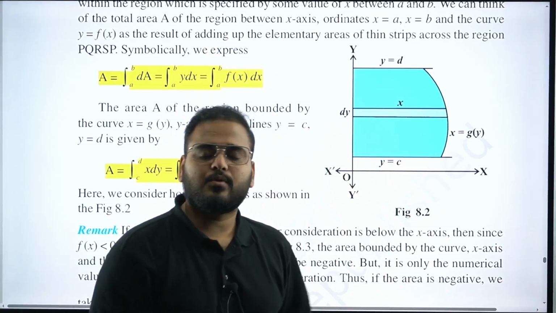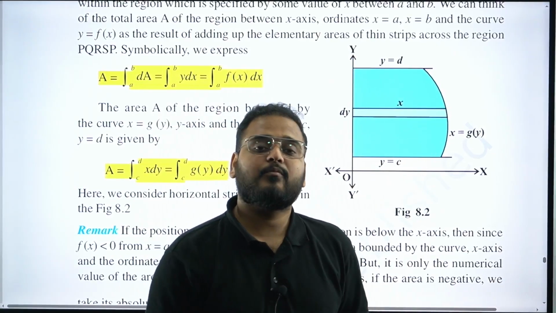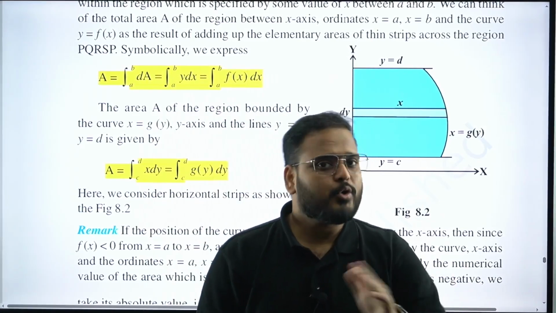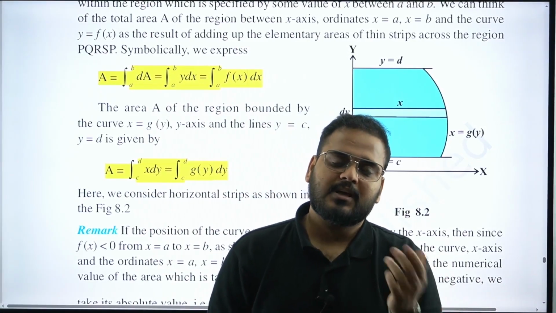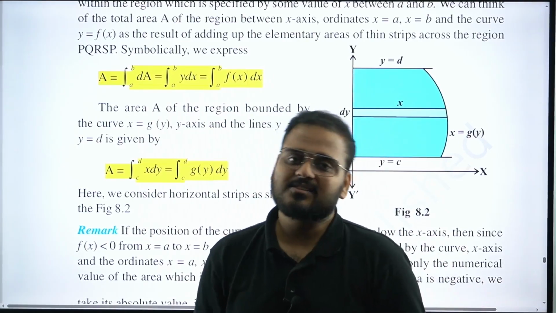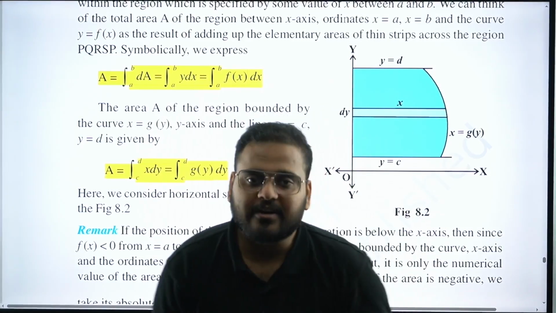Sir, it'll be obvious, no? Yes, it is obvious, but sometimes you might miss out on this. Sometimes you are trying to solve it as g(x), and it's difficult to solve. Do one thing, simply convert it into g(y), the function of y, and you'll see the limits are easier to find out. Integrals are also easy. Sometimes that is easier, so look for the easier alternatives.